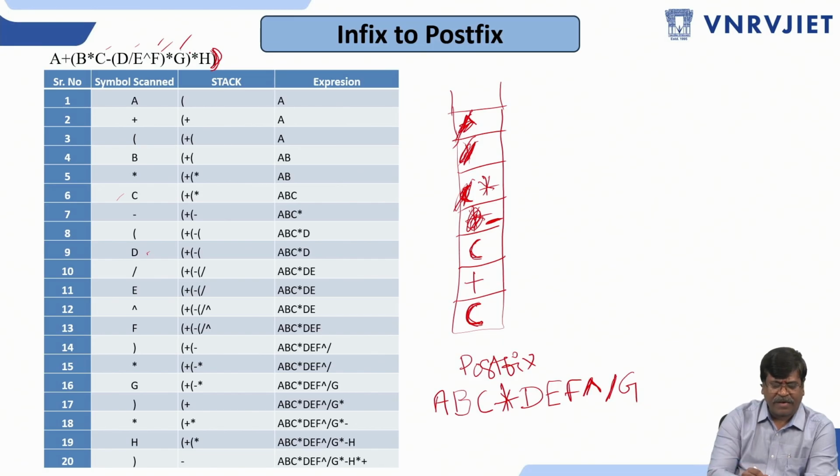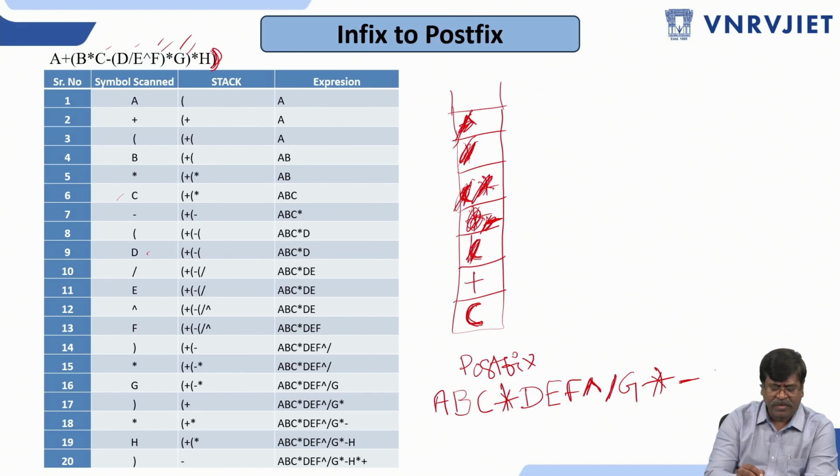Now I am encountering a closed bracket. As per the algorithm, whenever you get a closed bracket or right parenthesis, we need to pop out all the operators until one open bracket or left parenthesis. So what are the symbols I am having? Pop out that multiplication, then you can pop out minus, then you can pop out open bracket.